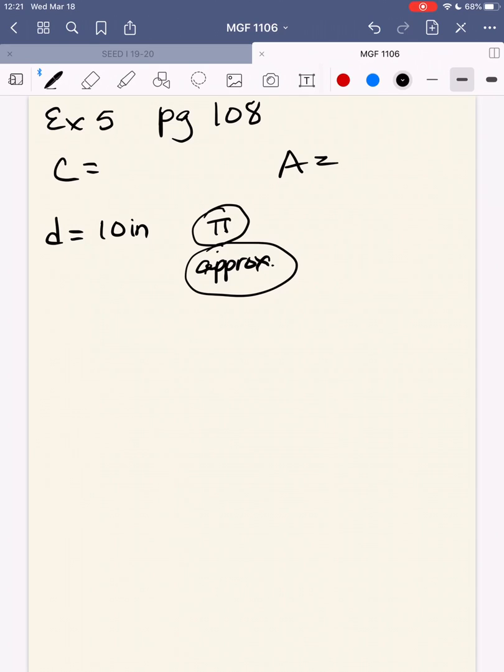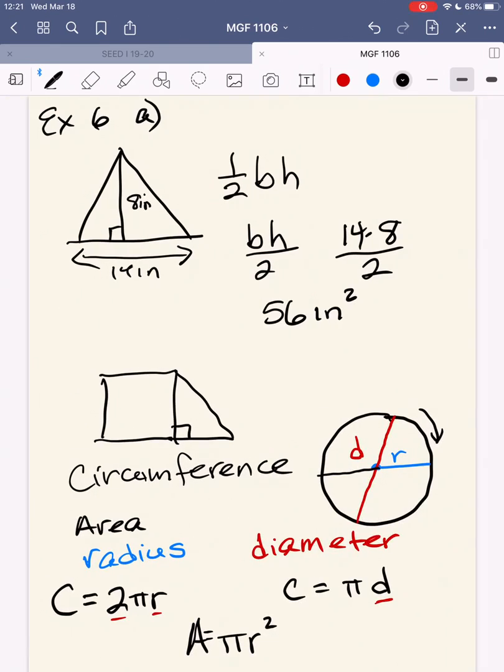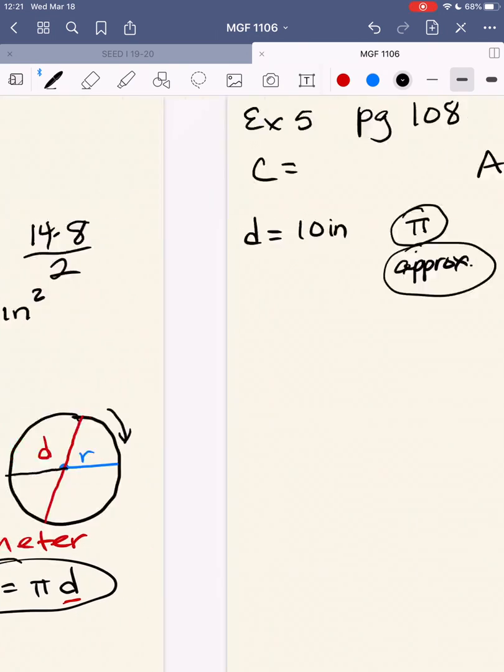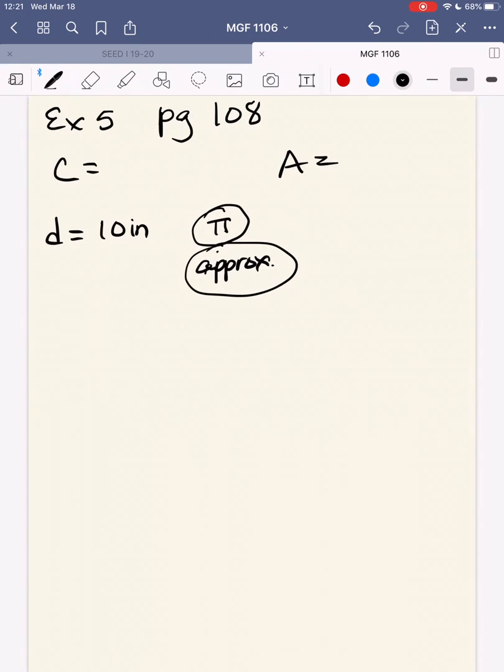Okay, so I know for circumference, I'm given diameter, so I'm going to use this one. Okay, so circumference is equal to pi d. I'm given my diameter, okay, and to express it in terms of pi, for circumference, it would be just 10 times pi. Not a big deal, okay?